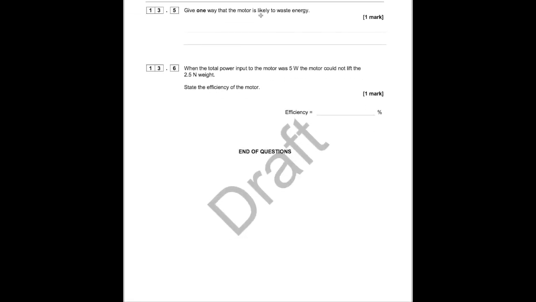Give one way that the motor is likely to waste energy. It'll get hot because of friction. If it was worth 2 marks, you'd say because of friction. The motor might make a sound as well, so that's sound energy.